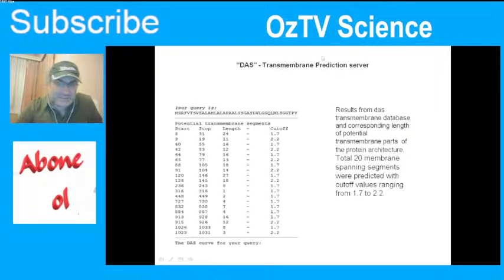Transmembrane prediction servers. This is another search engine. Now we are predicting the transmembrane regions. Start, stop. See, start at 8, stop at 31. Length 24. Again, start at 9 and stop at 19. Length 11. So those are the scores all the way to the end. The potential transmembrane segments. It just gives you the addresses of the segments. Results from this transmembrane database and corresponding length of potential transmembrane parts of the protein architecture. A total of 20 membrane spanning segments were predicted with cutoff values ranging from 1.7 to 2.2.